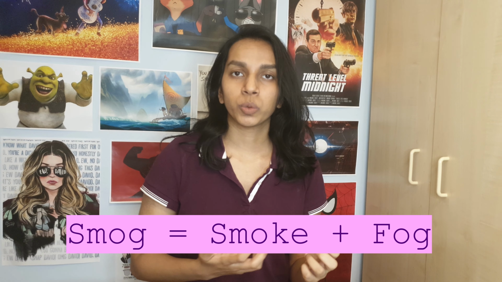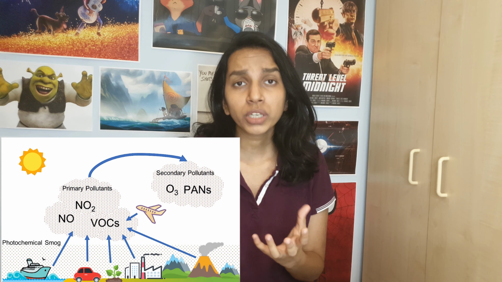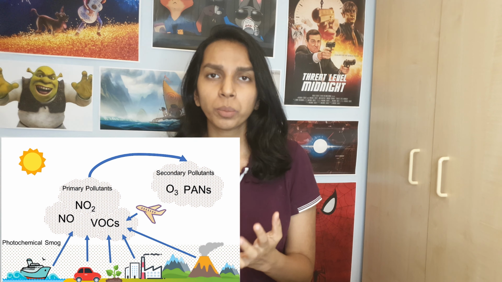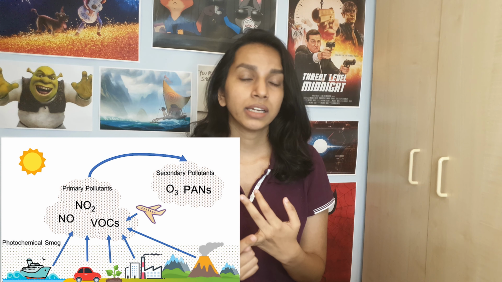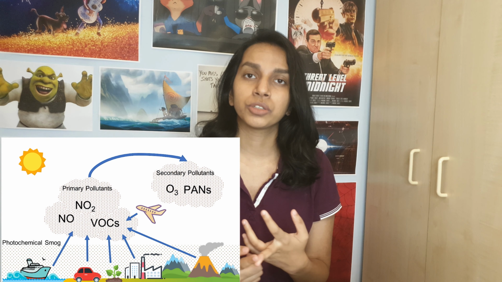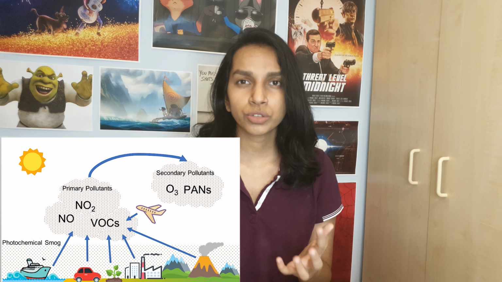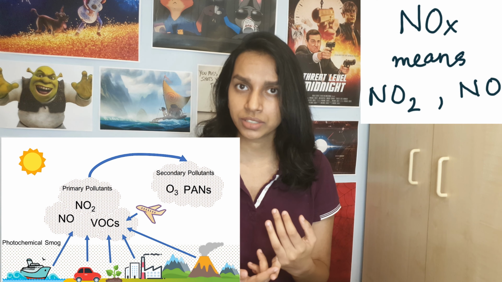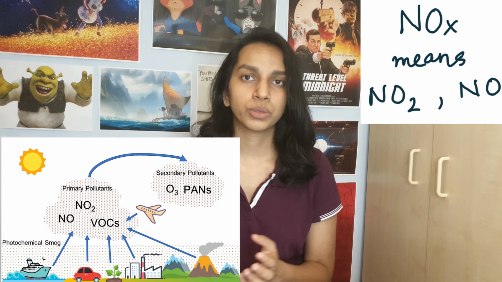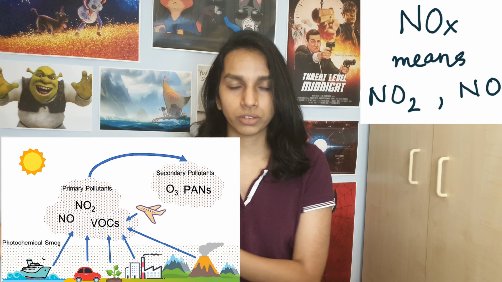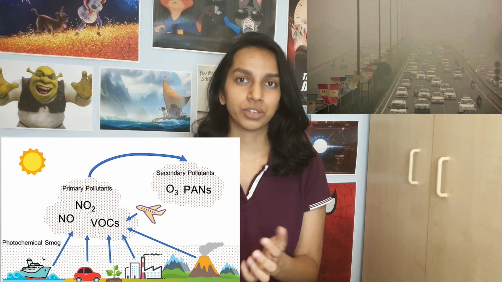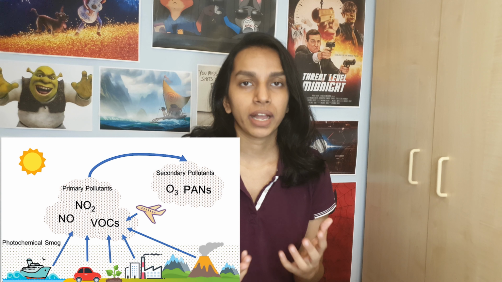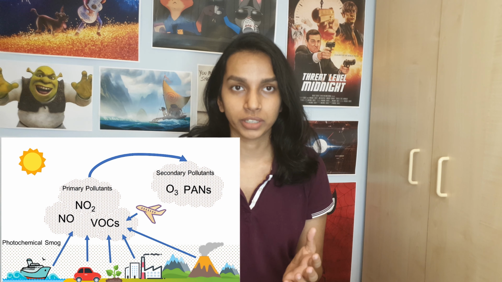So what is smog? The word smog is a combination of the words smoke and fog. Photochemical smog is a set of complex chemical reactions involving sunlight, nitrogen oxides, and volatile organic compounds, also known as VOCs. The exhaust of vehicles basically emits nitrogen dioxide and nitric oxide, also known as nitrogen oxides or NOx. The brown color of smog that you see in cities is basically due to nitrogen dioxide. These compounds then react together to form ozone and secondary organic particles.